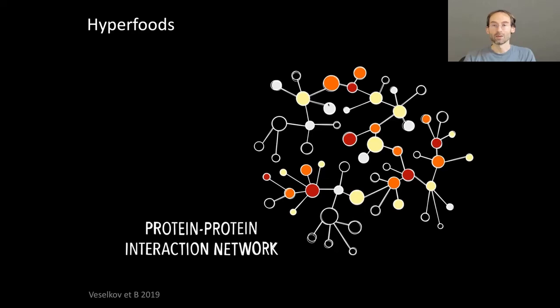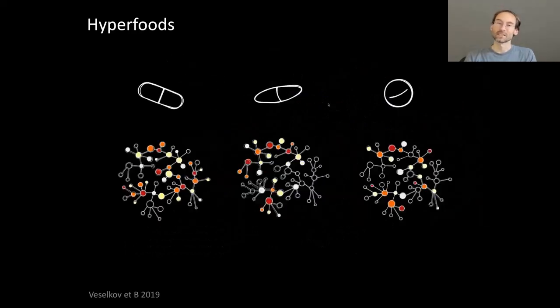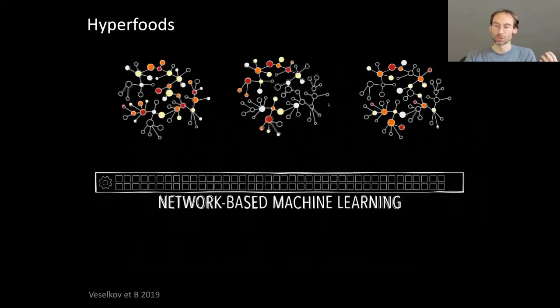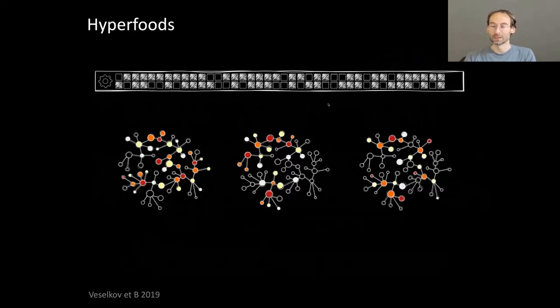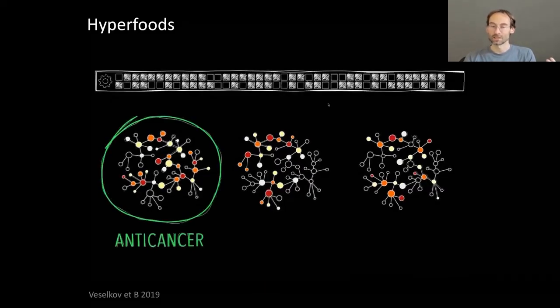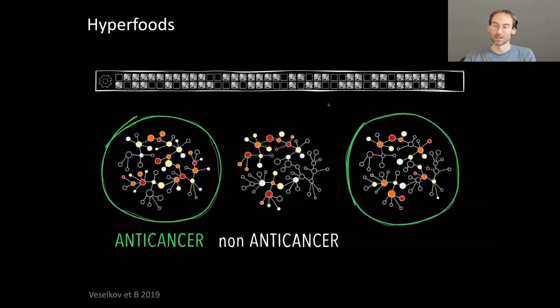And what we try to do with collaborators from Imperial College, with Kirill Veselkov, is to find drug-like molecules in foods. We developed a classifier that takes as input oncological drugs and tries to predict whether another molecule that, for example, comes from a plant is similar and has similar anti-cancer properties as FDA-approved drugs.